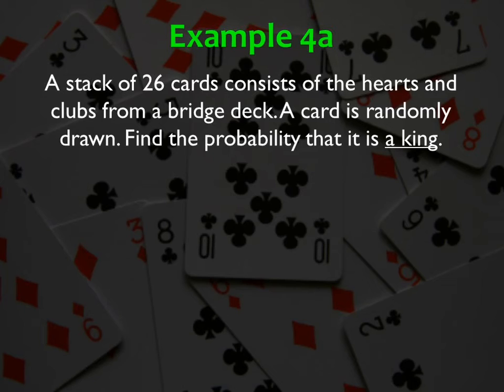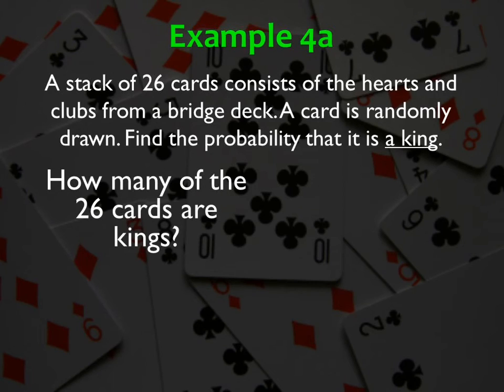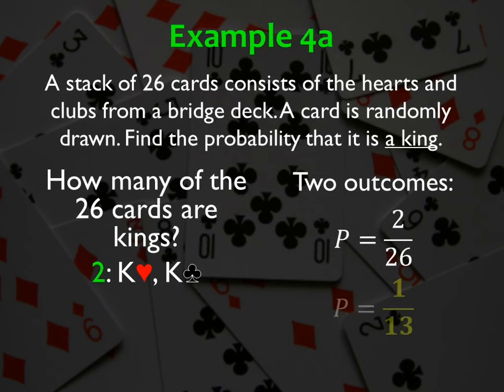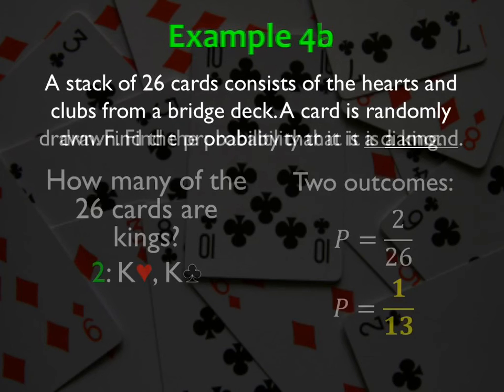So how many of those 26 cards are kings? That's what you want to count. There are 2 of them, the king of hearts and the king of clubs. So the probability of drawing a king is 2 out of 26, or 1/13. Okay. See if you can stop and do these if you want. That way you can try them yourself.